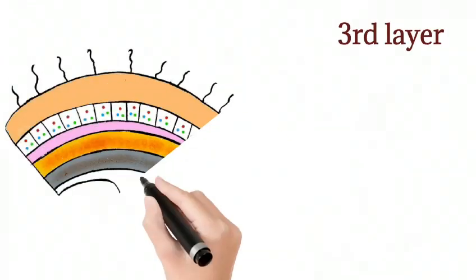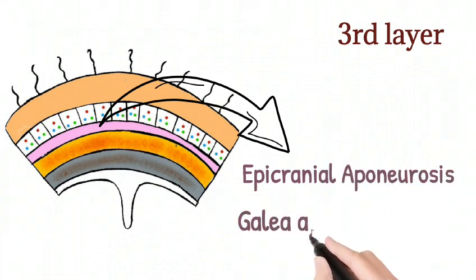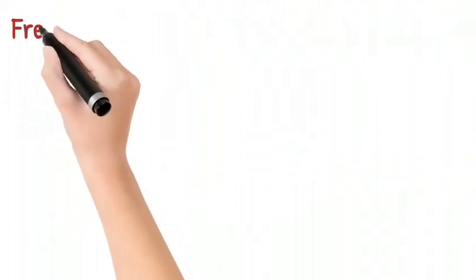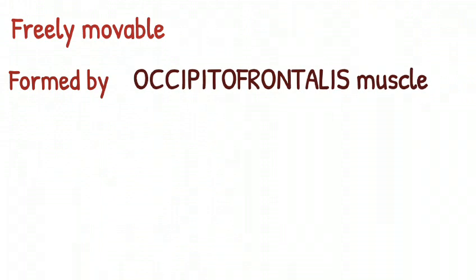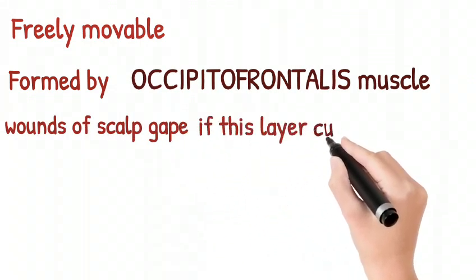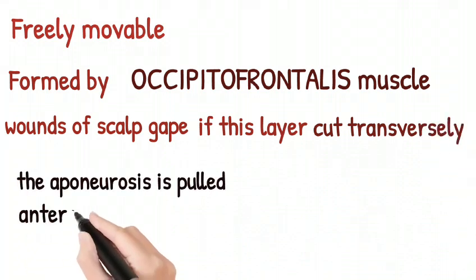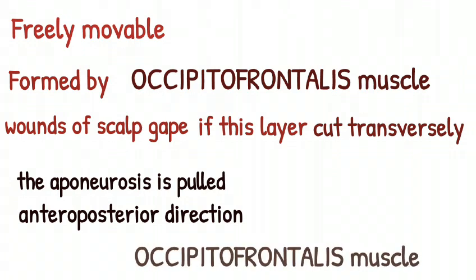The next layer is the epicranial aponeurosis. It is also known as galea aponeurotica. This layer is freely movable. It contains the occipitofrontalis muscle. Wounds of the scalp gape if this layer is cut transversely, because the aponeurosis is pulled, causing tension in the anteroposterior direction by the occipitofrontalis muscle.